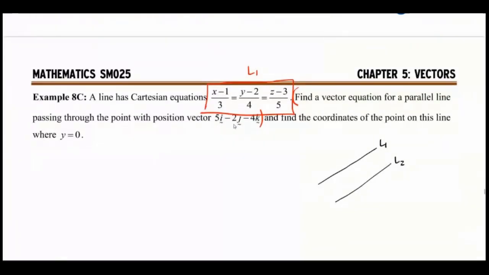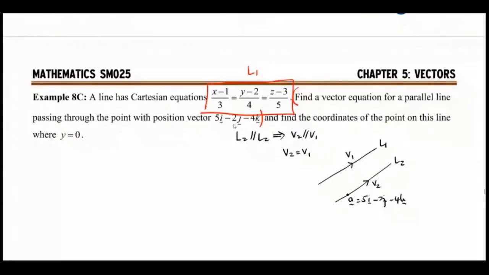Where we have a point with position vector, let's say this is the fixed point, 5i minus 2j minus 4k. For the equation of a line we need A and also V. So where do we get V? Below, miss, the 3, 4, 5. Right. So let's say we take V2, and here we have V1. When it says L2 is parallel to L1, this means that V2 is also parallel to V1, so you can use V1 as V2.